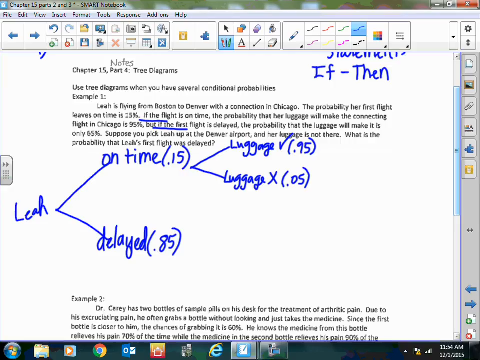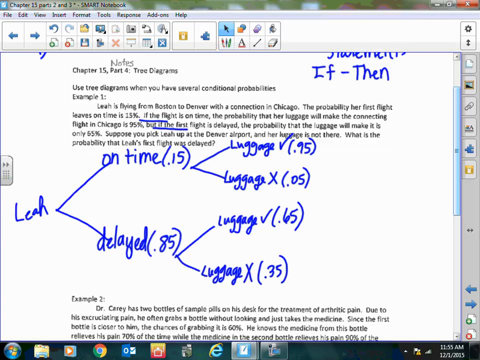All right, now let's read the next conditional statement. The next conditional statement says, if the first flight is delayed. So where on my tree diagram am I? The bottom branch. So now I'm talking about stuff happening here. And the probability that my luggage will arrive on time is 65%. And the probability my luggage will not arrive is what? 35%.